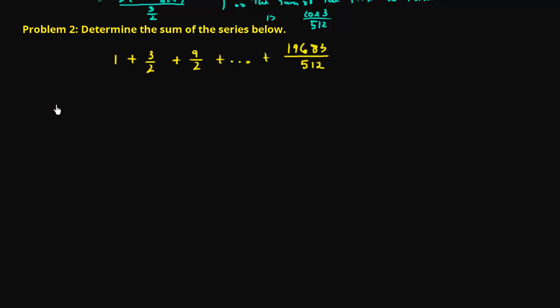That is because I made a mistake in the example for this question. So this should actually be not 9/2, but 9/4 in order to be a geometric series.